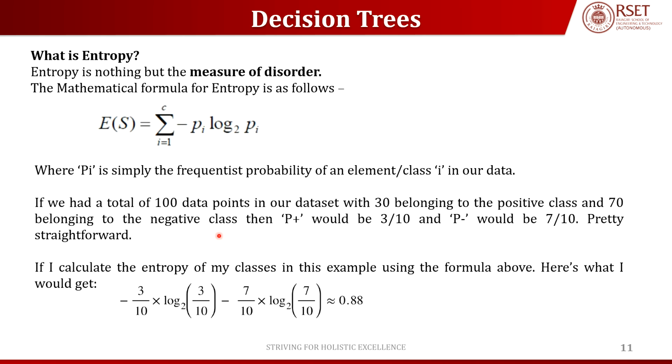When you do the calculation, you get a value of approximately 0.88, and this number tells us that our data set is pretty mixed up. It's not perfectly random, which would be an entropy of 1, but it's far from perfectly clean, which would be an entropy of 0.